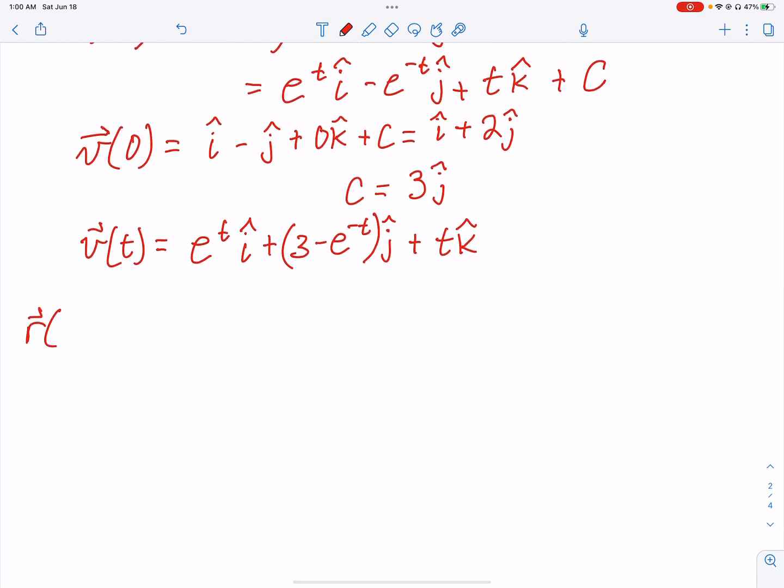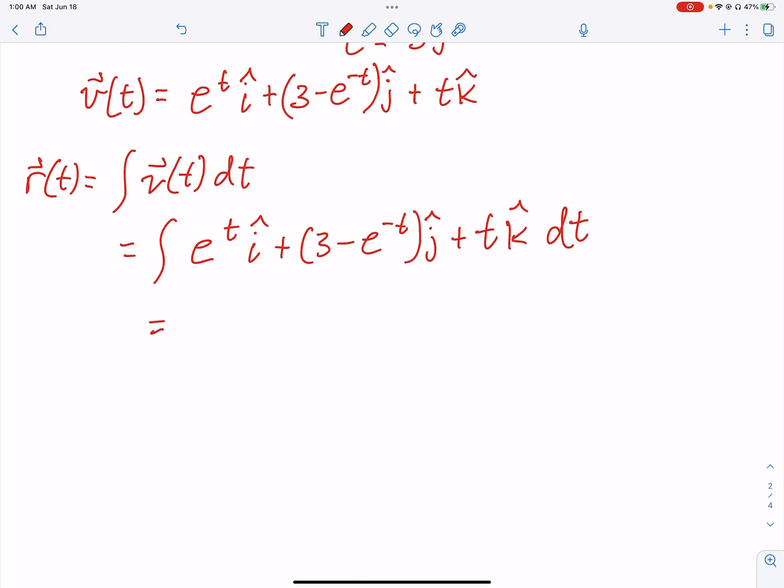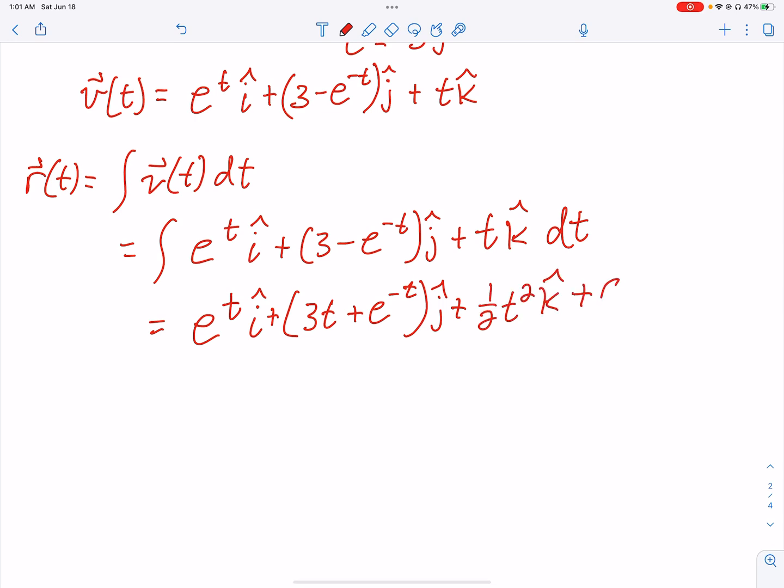If I want to find r and I have v, r of t is equal to the integral of v of t dt. So I'm going to plug all that in: e to the t i plus 3 minus e to the negative t j plus t k dt. All right. Taking my integration here, we have e to the t i. We should leave that i. Then we have two parts here. I'm going to have 3t, and then plus e to the negative t. If I do that, think of going backwards. That's how I always figure these out. j plus 1/2 t squared k plus c.